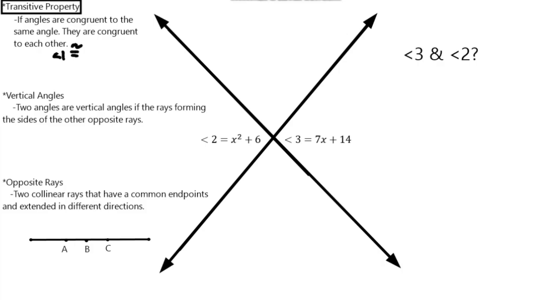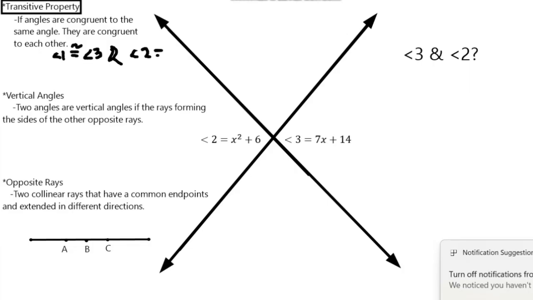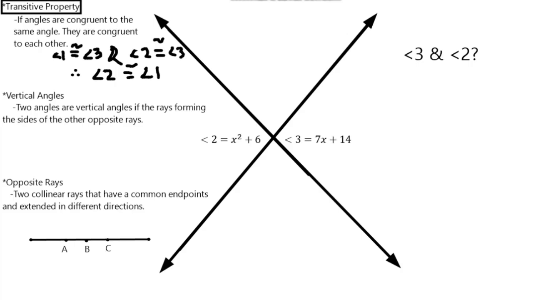Meaning to say, if angle 1 is congruent to angle 3, and the other angle, angle 2, is congruent to angle 3, therefore we can conclude that angle 1 is congruent to angle 2. So that's the transitive property in geometry.